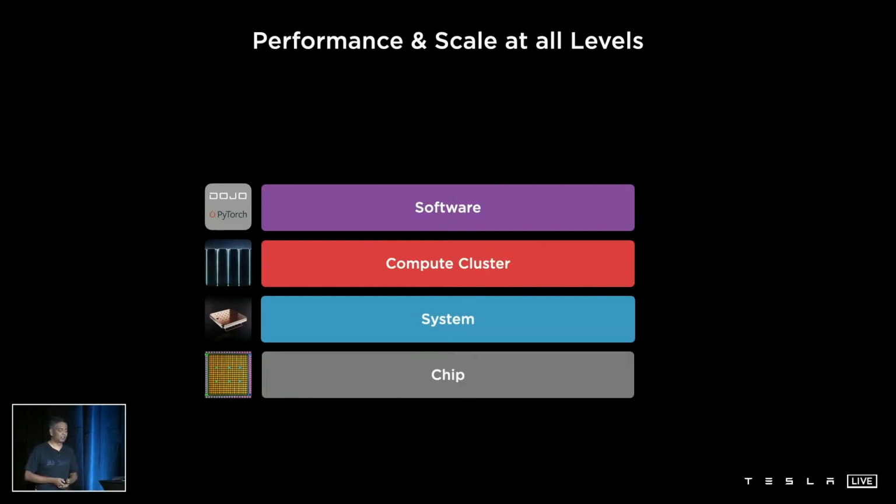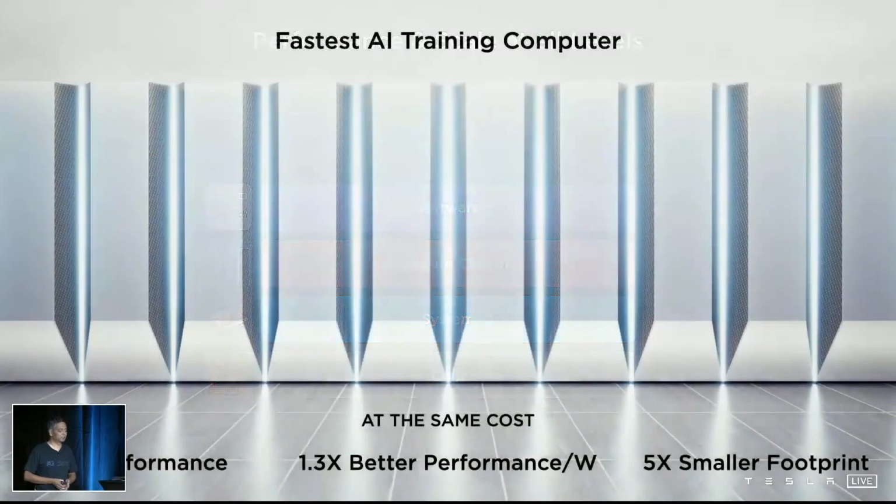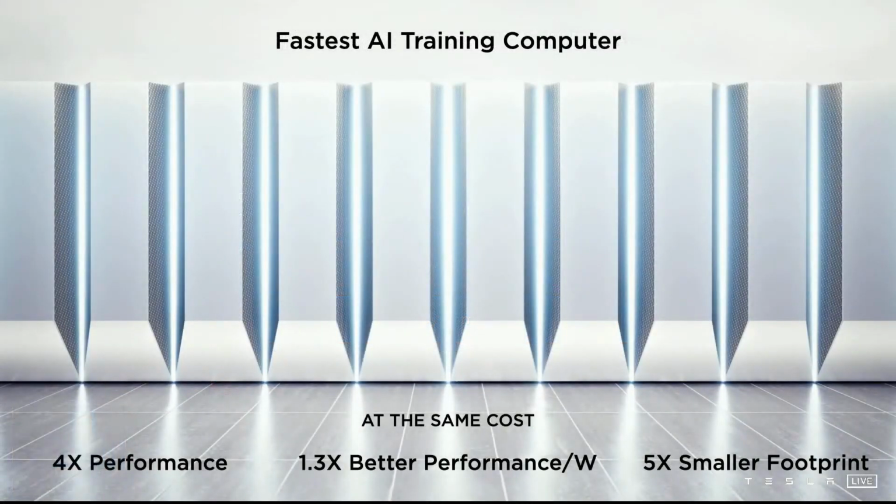To sum it all up, this is what it will be. It'll be the fastest AI training computer, 4x the performance at the same cost, 1.3x better performance per watt, that is energy saving, and 5x smaller footprint. This will be the DOJO computer.